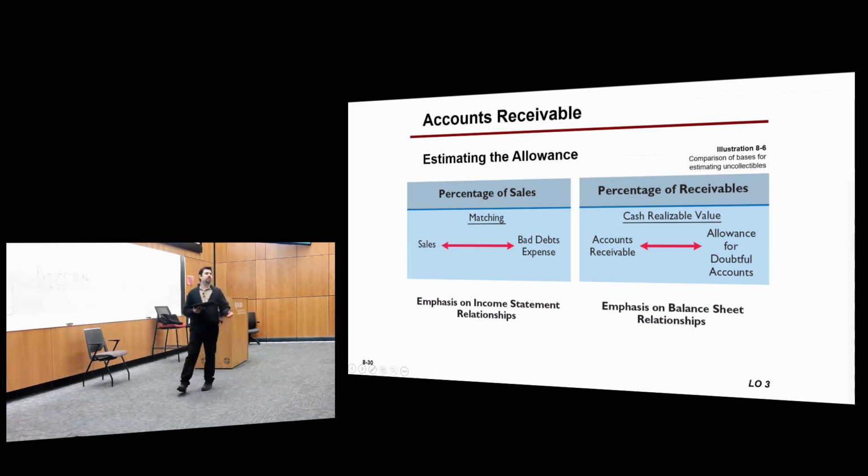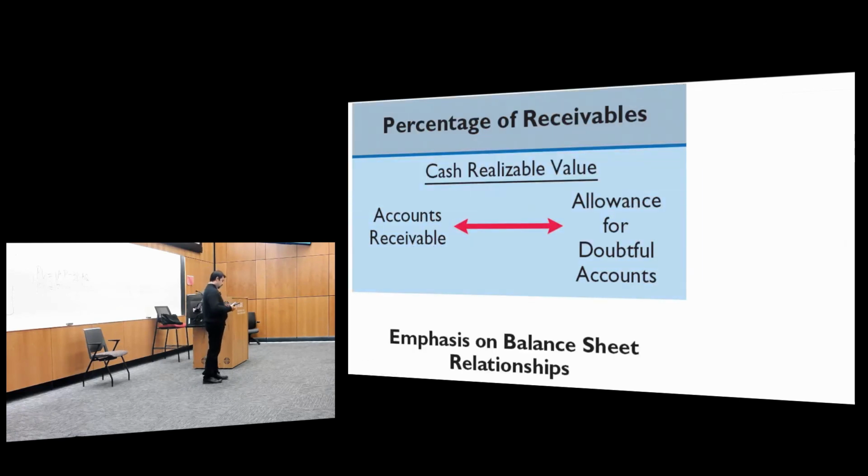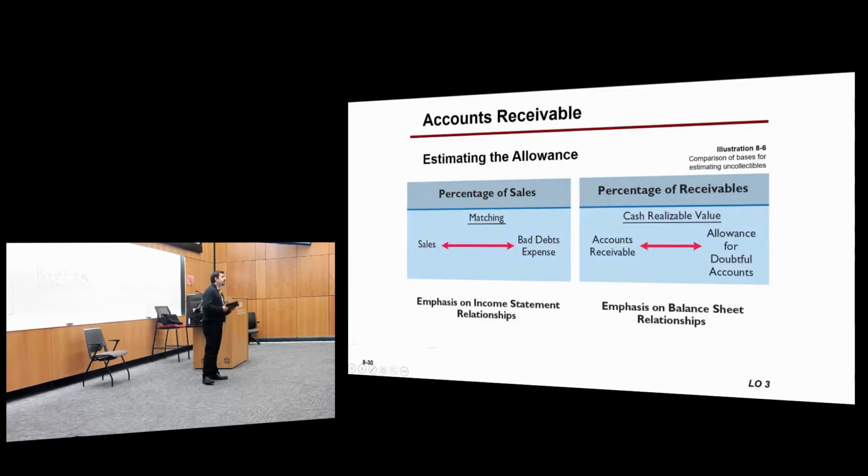Percentage of sales simply says that, okay, last year we had $100,000 of credit sales, and 7% of these were uncollectible. So if this year you have 200,000, it's still 7% of the credit sales. The idea of this method is to match the expense, bad debt expense, with the revenue. The emphasis here is on income statement presentation: expenses and revenues. The other method focuses on the cash realizable value, on the balance sheet presentation.